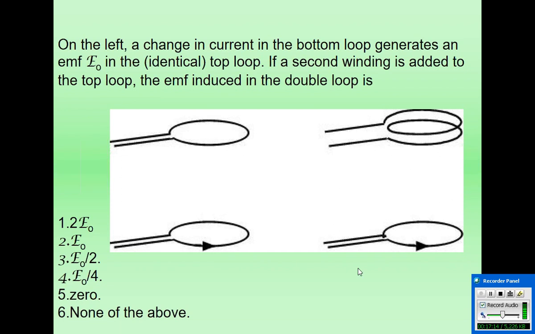If we assume in the left situation that the voltage induced in the upper loop is E, or E naught, what can we say about the voltage induced in the upper loop on the right-hand side? Would it be 2 E naught? Is it still E naught? Is it E naught over 2, E naught over 4? Is it 0? Or is it none of the above?